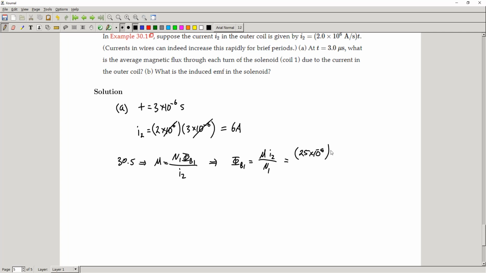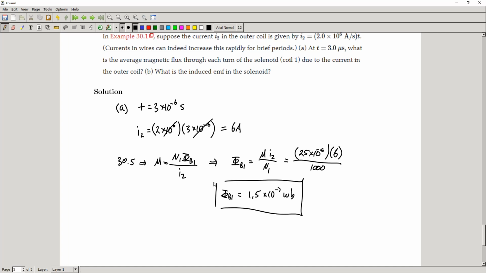And then we have our current. We just calculated that was 6 amps. And then the number of turns in coil 1, well, that's 1,000 turns, right? If you do the calculation, you're going to find that the average magnetic flux through each turn of coil 1 is going to end up being 1.5 times 10 to the minus 7 Webers. Okay, and that is the answer for part A here.